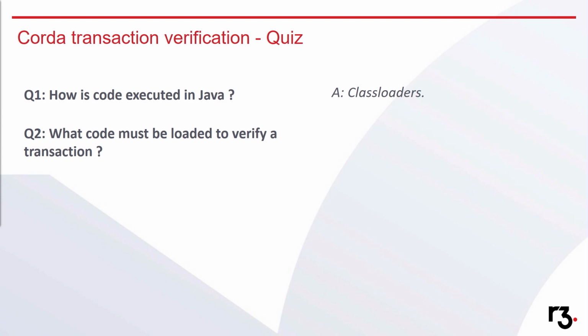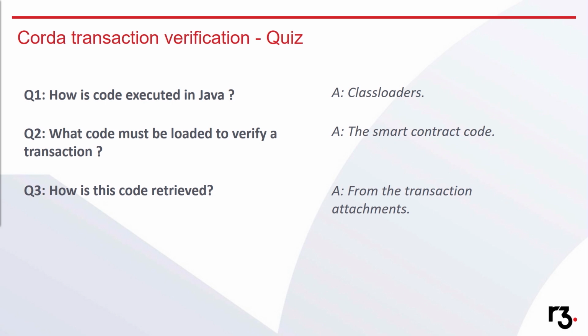A second question is, what code do you have to run to verify a transaction? Well, of course, the smart contract code for all the contracts of the transaction. Fairly obvious. A third question is, where do you get this code from? In Corda, transactions contain both data and code. So the transaction contains a list of attachments, an attachment being just a jar file with code. So you take the code from the attachments of the transaction.